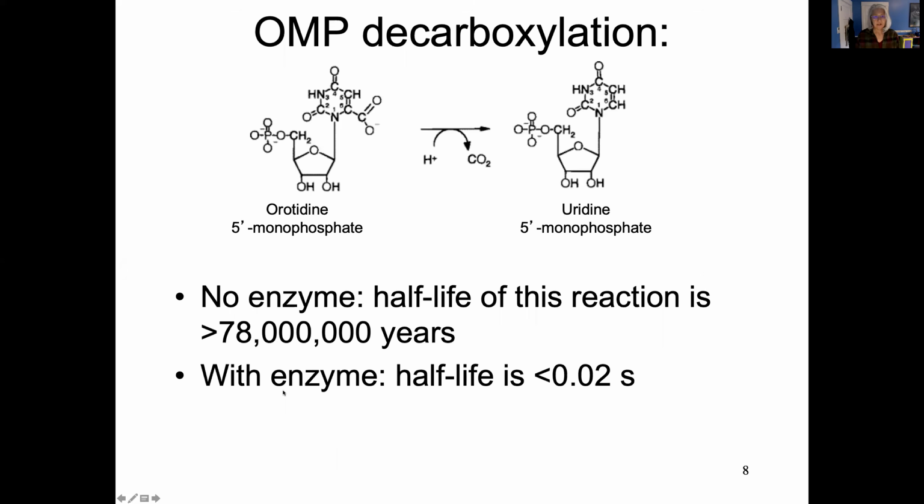Okay. So this reaction, quite a simple reaction. An incredible thing about it, however, is if there is no enzyme, this reaction takes more than 78 million years to occur. This is an incredibly difficult reaction. There's a very high free energy barrier to the removal of a carbon dioxide at neutral pH and at 37 degrees body temperature. This carbon dioxide just doesn't come off.